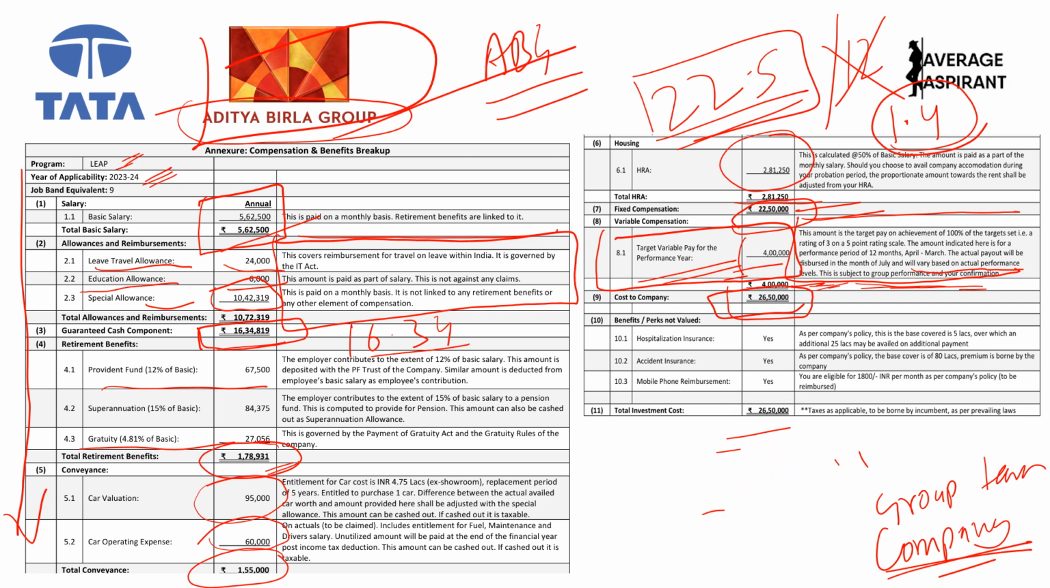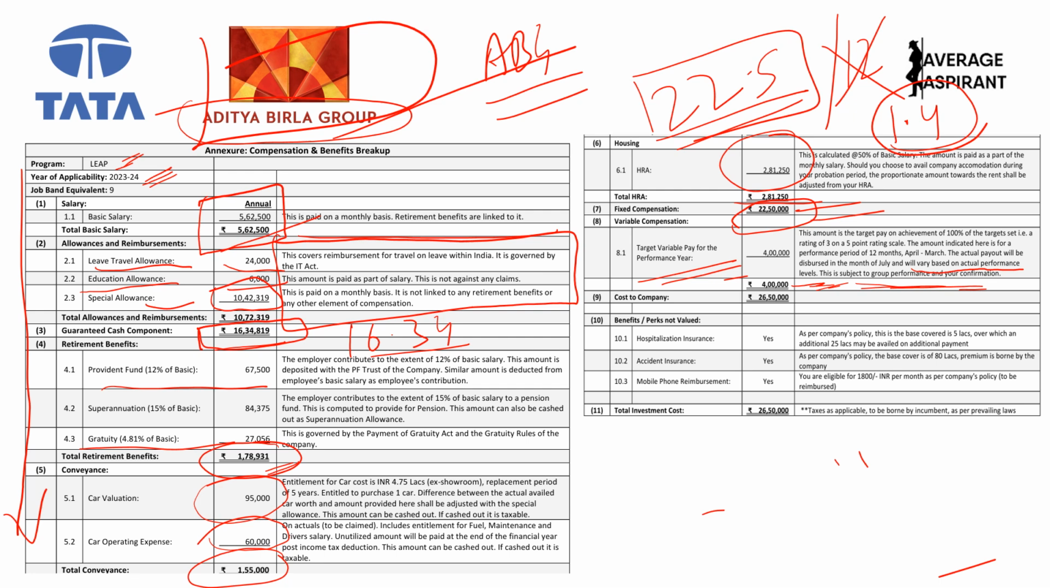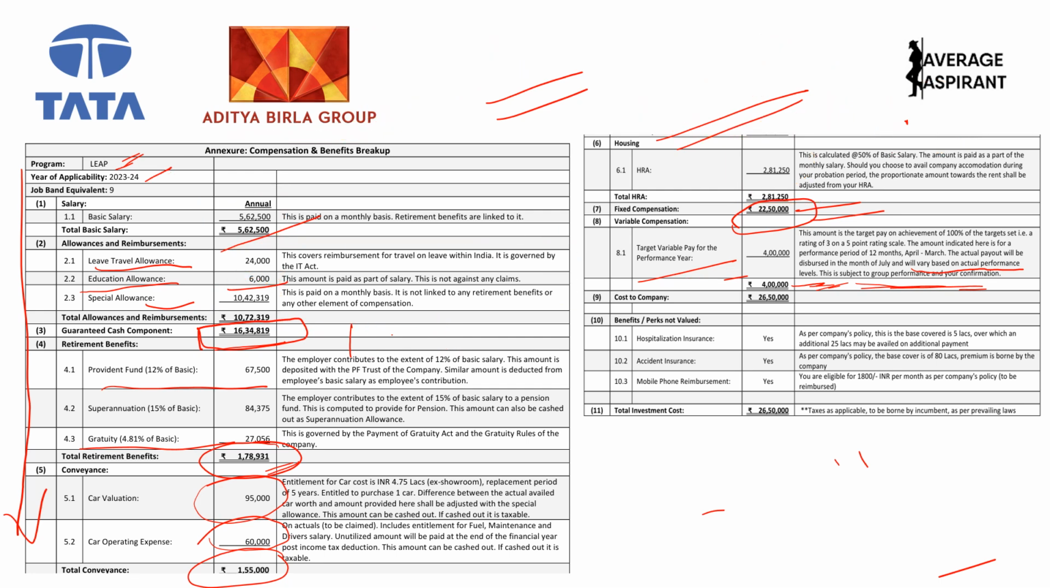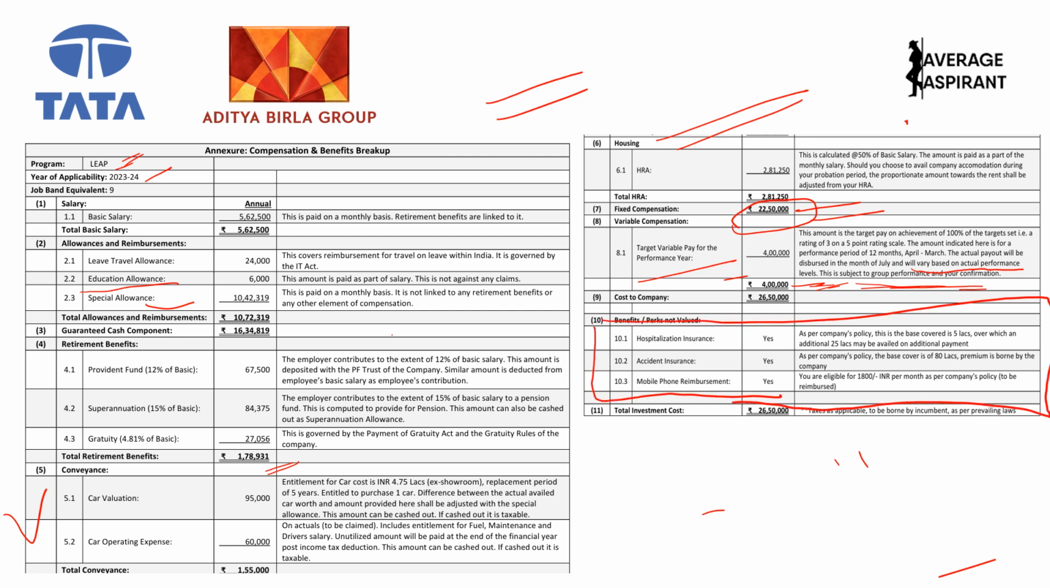Apart from this, you have some other benefits as well, which are not valued in the CTC. You can see here, insurance. Mostly companies don't count this in CTC, but they provide you a good amount of insurance, life insurance and the accidental claim. Exceptionally, you also get a mobile phone reimbursement here at 1,800 per month. So this is a good thing, right?